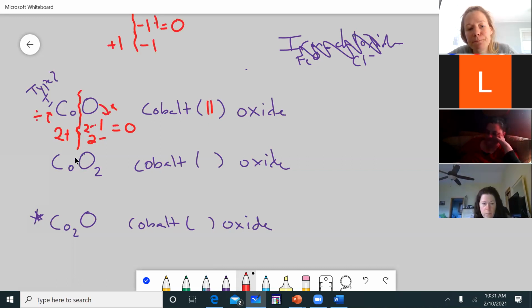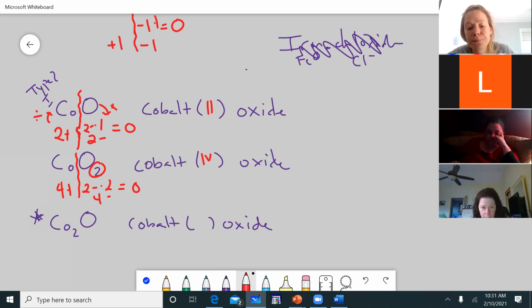What about this one here? All right. Still needs to equal 0, still dealing with oxygen, so it still has a 2- charge, but we've doubled the number of oxygens we have. So I need to multiply it by 2. This is going to have a 4- charge. What will cobalt be? It'll have to be 4+ to balance it out. So IV. Any questions on that?